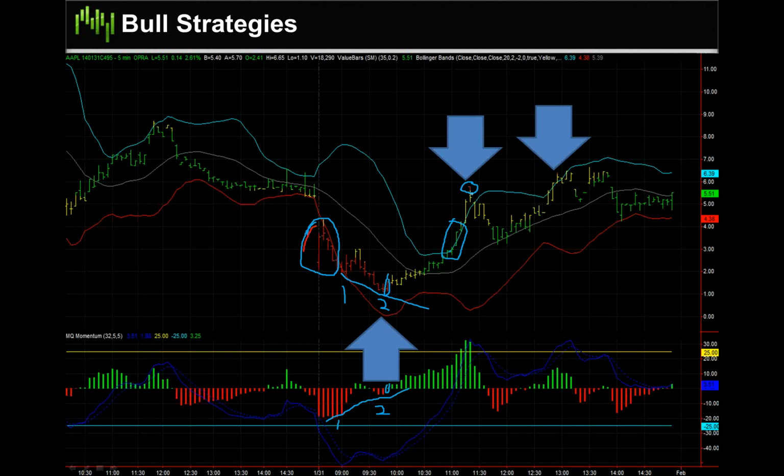If you sell this, if you're entering your trade here, you're going to want to see your trade go in your direction pretty much right out of the gate. And you don't want it to go the other direction. Here's what you have to avoid.